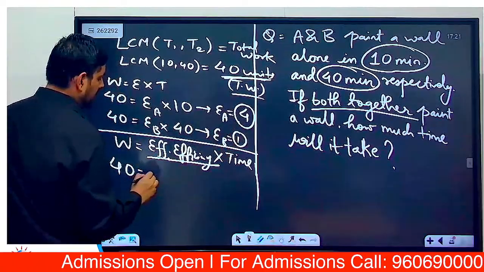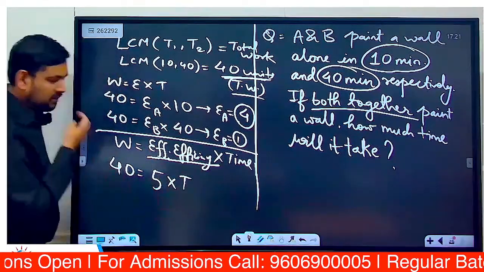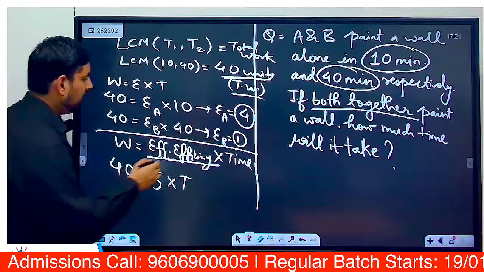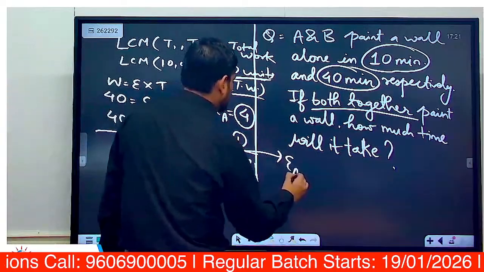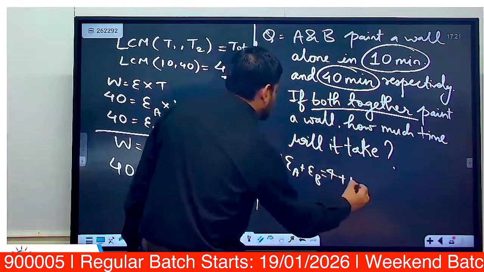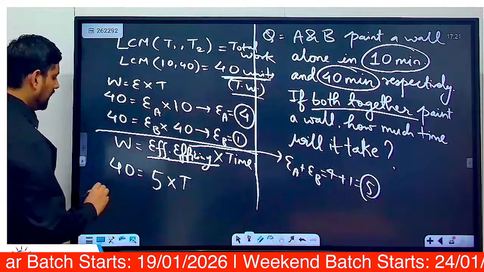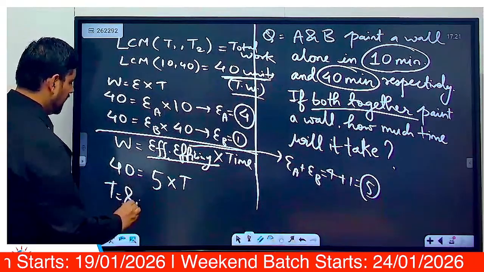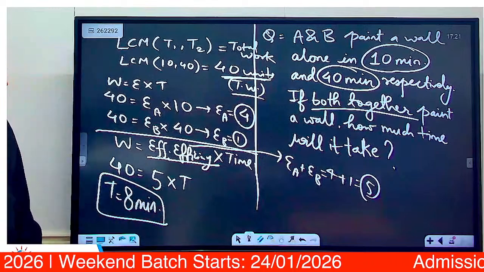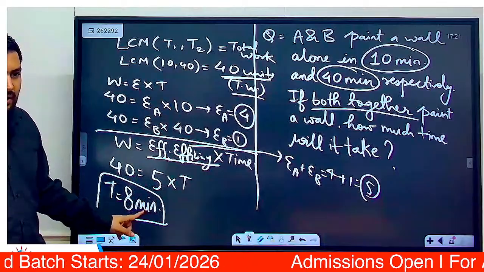This 5 how I got? I added both of them. Effective efficiency here will be efficiency of A plus efficiency of B is equals to 4 plus 1 is equals to 5. So now 40 divided by 5, time came out to be 8 minutes. Of course, it came less than both of them, 10 minutes and 40 minutes. It should come less than them.